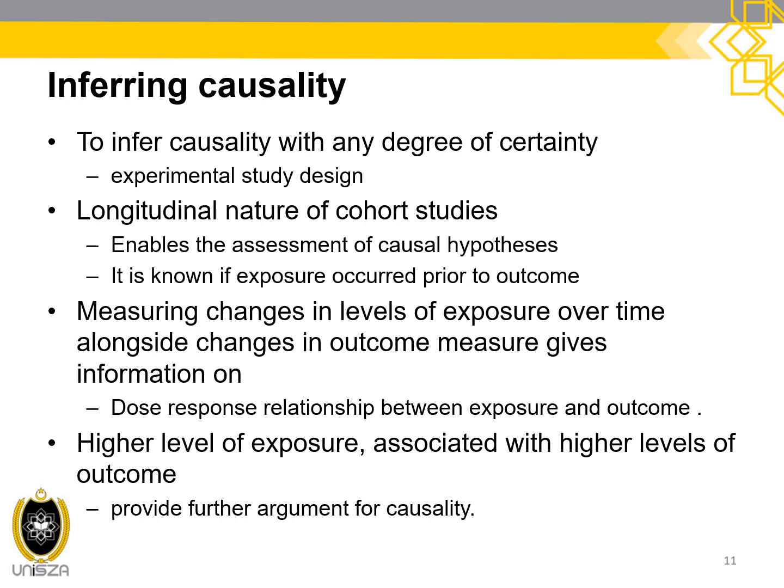Another issue in prospective cohort studies is inferring causality. To infer causality with any degree of certainty, we need an experimental study design. The longitudinal nature of cohort studies enables the assessment of causal hypotheses, and it is known if exposure occurred prior to outcome. Measuring changes in level of exposure over time alongside changes in outcome measure gives information on the dose response relationship between exposure and outcome. A higher level of exposure associated with a higher level of outcome provides a further argument for causality.